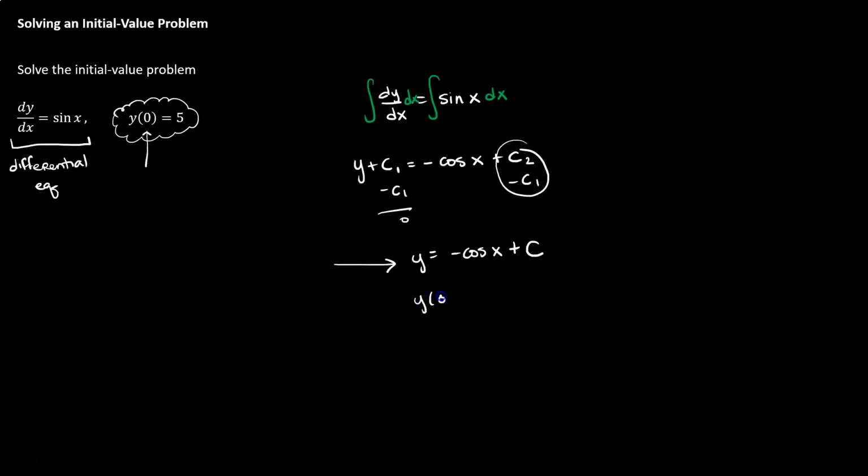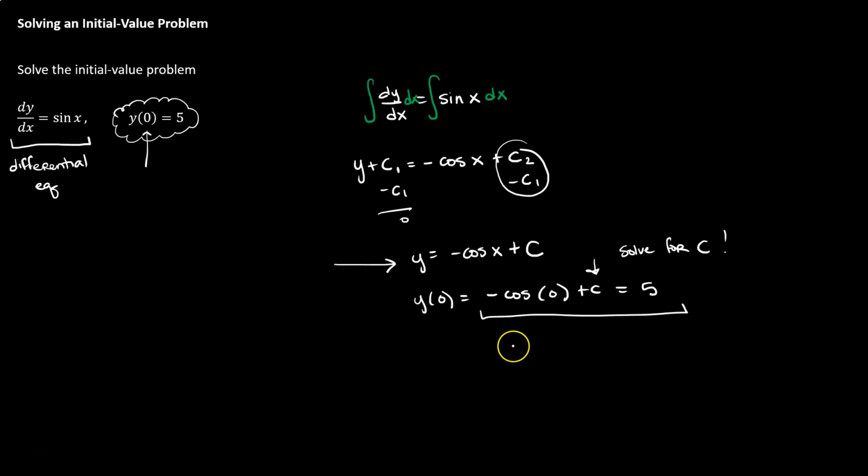So if I did y of 0, that would look like negative cosine at 0 plus c. And we know that y at 0 is equal to 5. So we can solve this equation, so you can ignore the y of 0 notation on the left. We can solve this for c. So negative cosine at 0, that's going to look like negative 1 plus c, that's the left side of our equation, and we said that's equal to 5. Add 1 to both sides. We find that c is equal to 6.